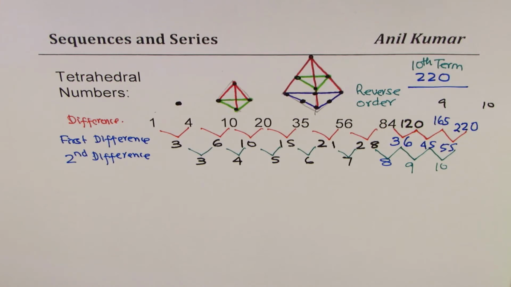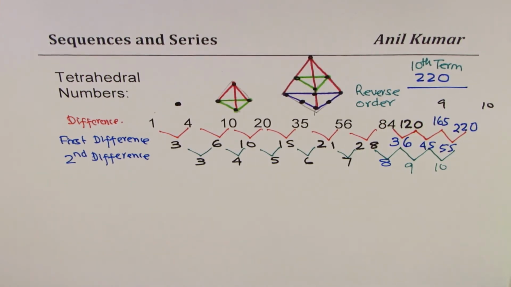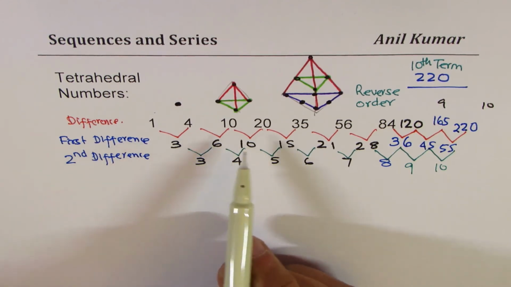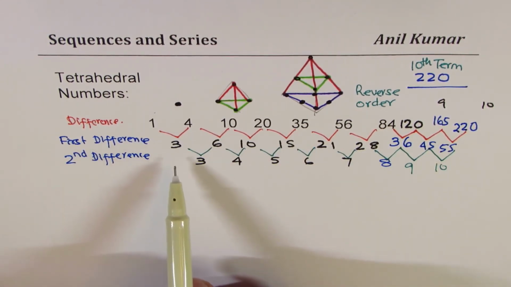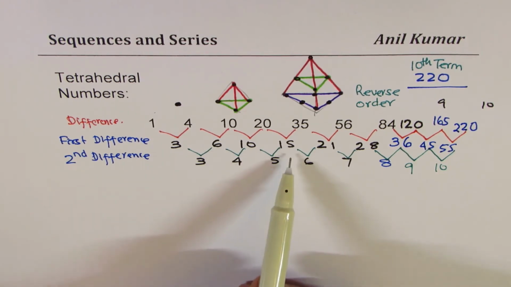Now let us develop the formula for tetrahedral numbers. This is going to be a bit complicated since we land up in a cubic equation. Grade 11 and 12 skills will be required to solve this question. So we are looking at tetrahedral numbers 1, 4, 10, 20, 35, 56. We just saw that the first difference is 3, 6, 10, 15, 21.